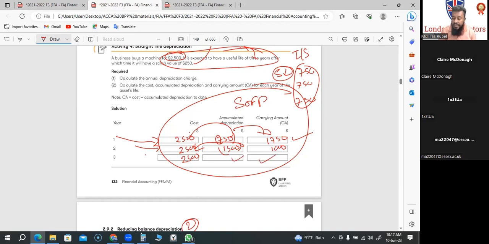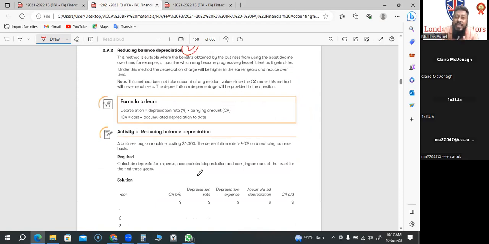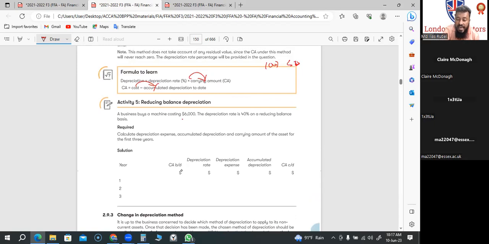The last topic for today: reducing balance, diminishing balance. Only difference is in the formula. You charge a percentage. There will be a percentage, 10%, 5%, or 15%. You apply the percentage on the carrying amount. And what is the carrying amount? Cost minus accumulated depreciation. For example, they gave an example, 6,000 and depreciation is 40%. So 6,000 is the first year carrying amount and cost is the same. You do 40% of it to get your depreciation.